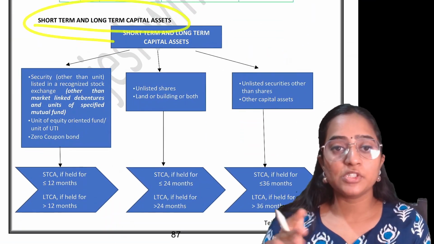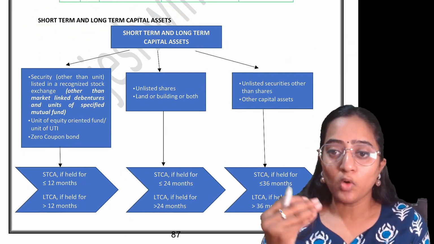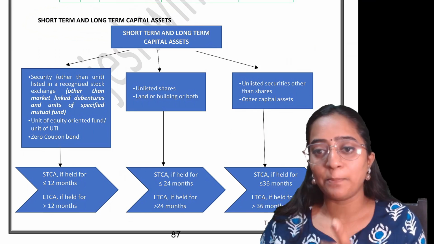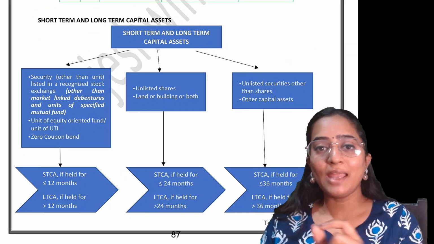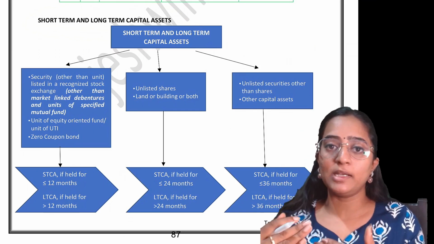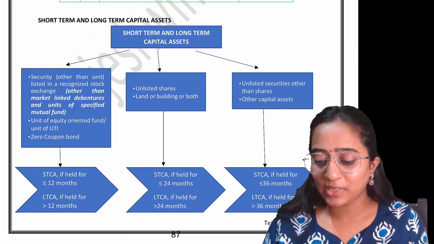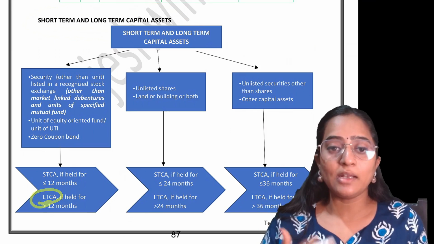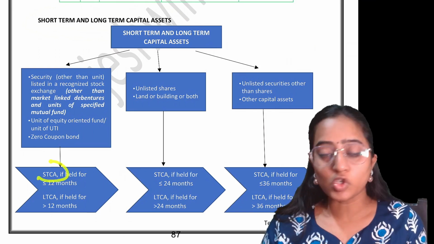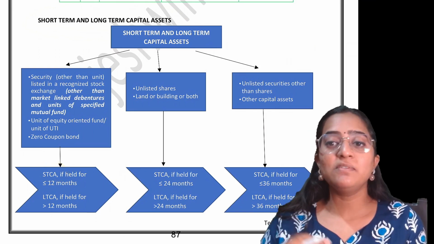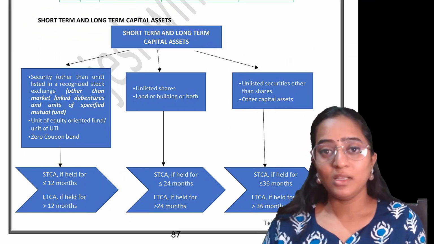The next important definition goes with the short term or the long term capital asset. If I'm speaking about short term capital gain and long term capital gain, they depend on the short term or long term capital asset. If it is a long term capital asset, the gain derived from that is going to be a long term capital gain. If it is a short term capital asset, the gain derived out of it is considered as the short term capital gain.